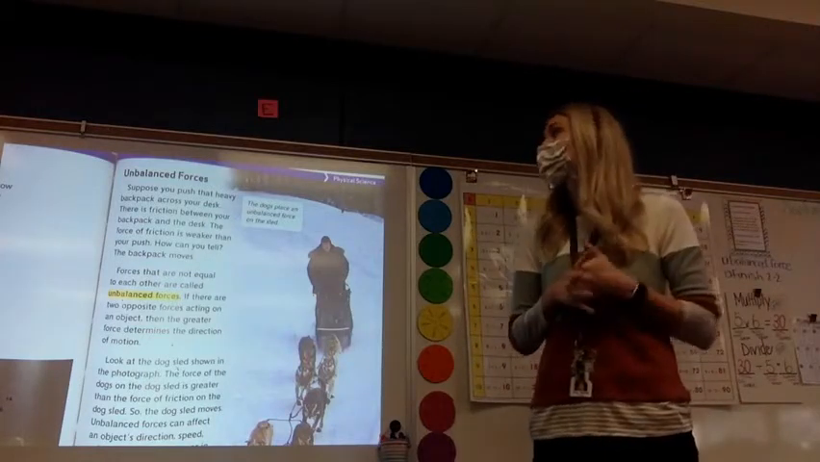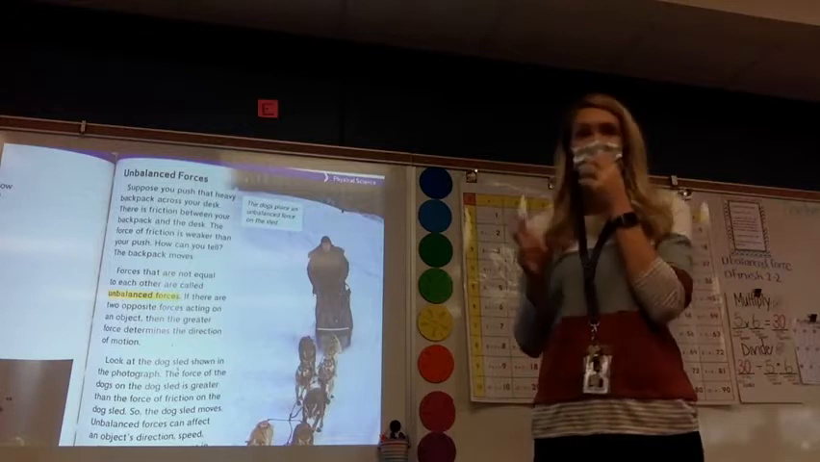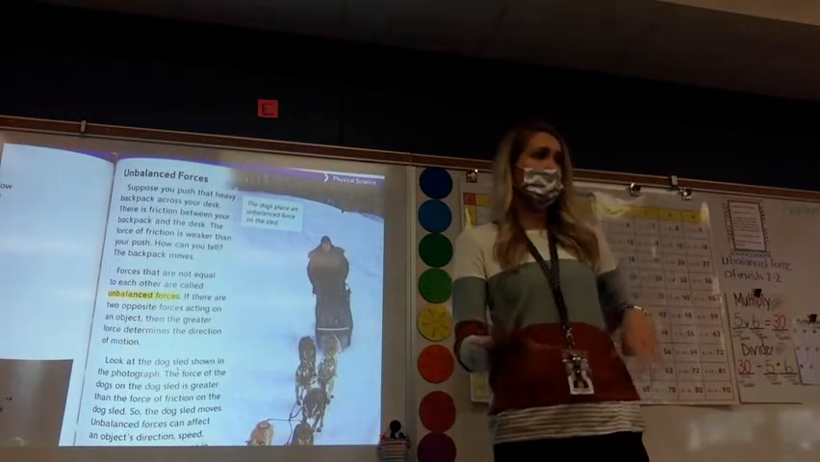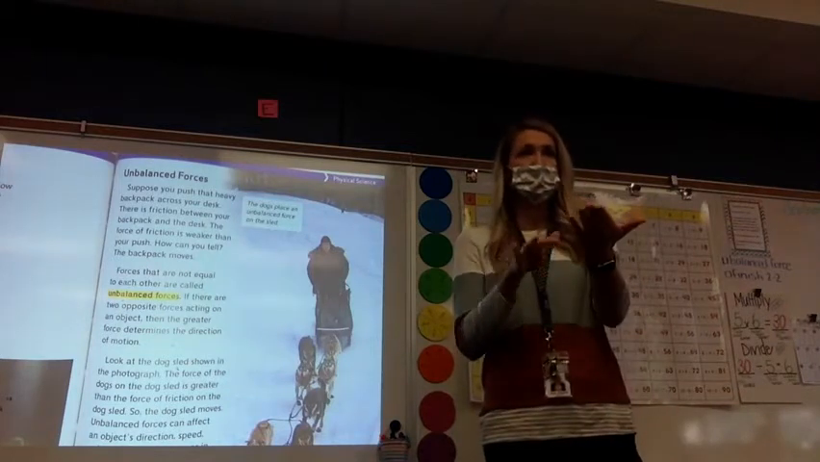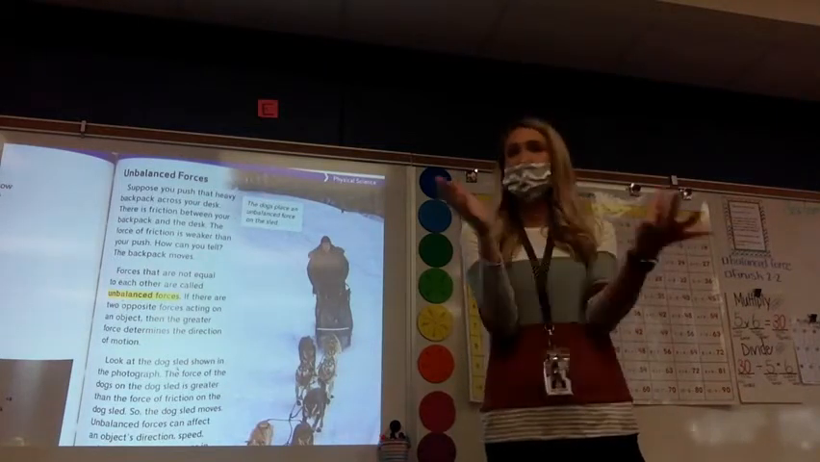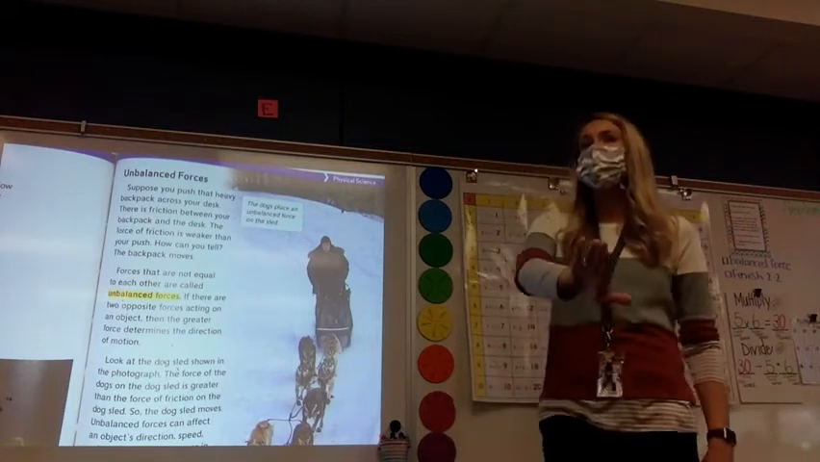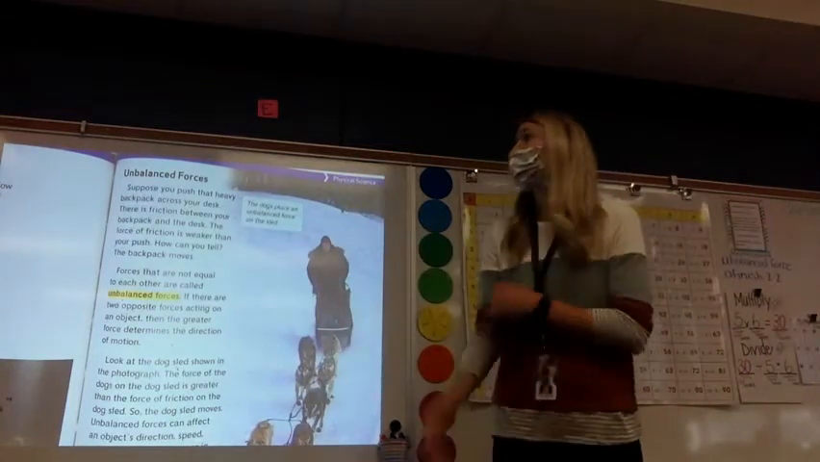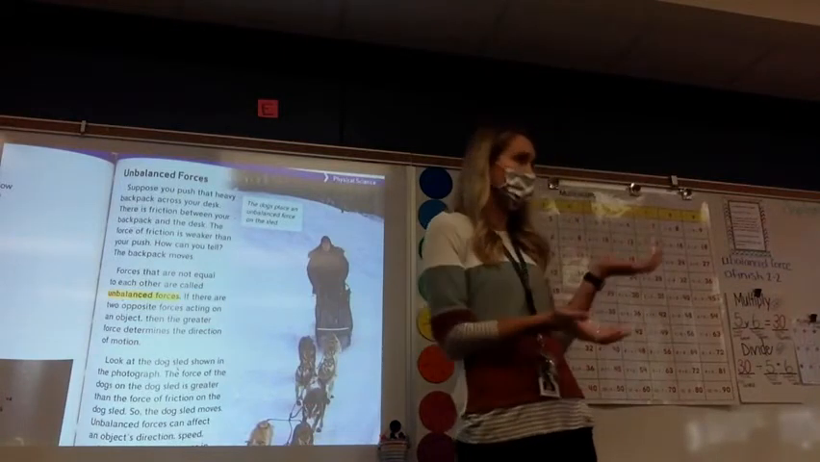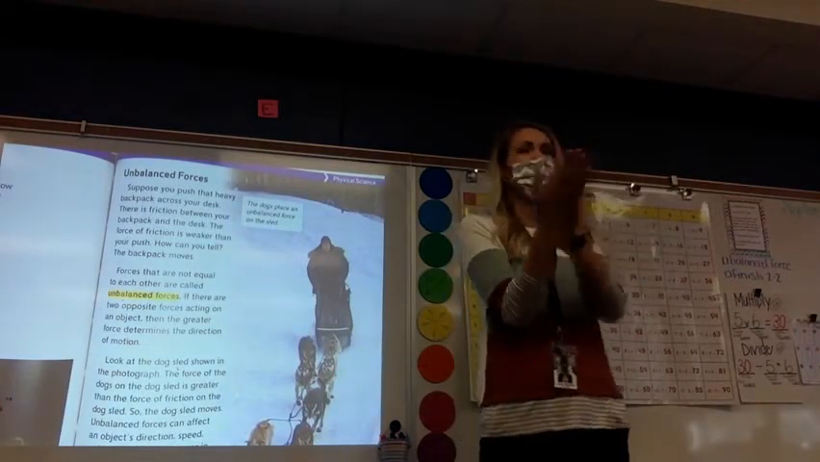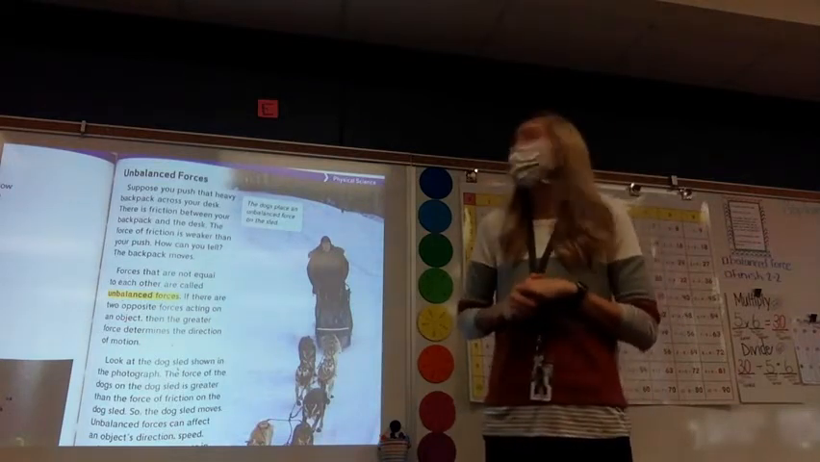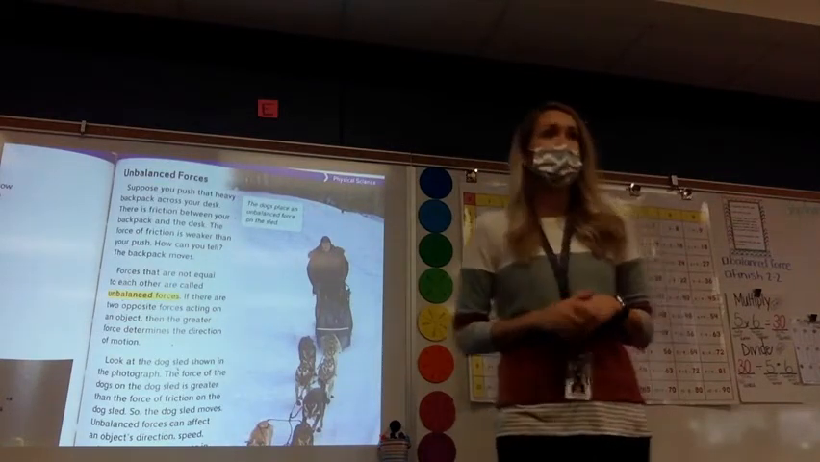Unbalanced forces. Suppose that you push that heavy backpack across your desk. Before, it wasn't moving because the desk's force was pushing on it. Gravity was pushing down. It just didn't move. Now you're taking that backpack and pushing it across the desk. There is friction between the backpack and the desk. Remember, friction is when two objects rub on each other, right? The force of friction is weaker than your push.